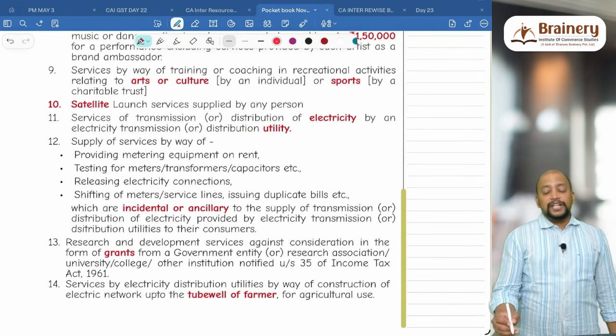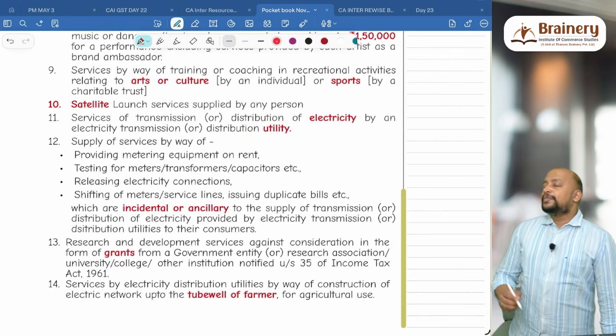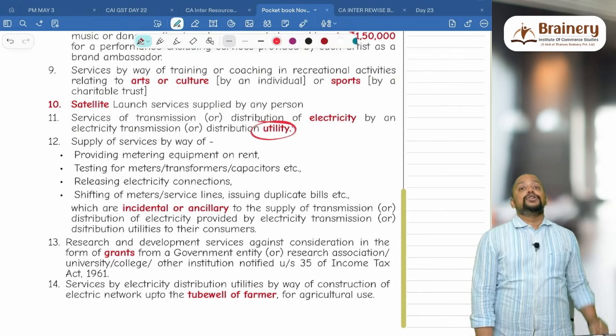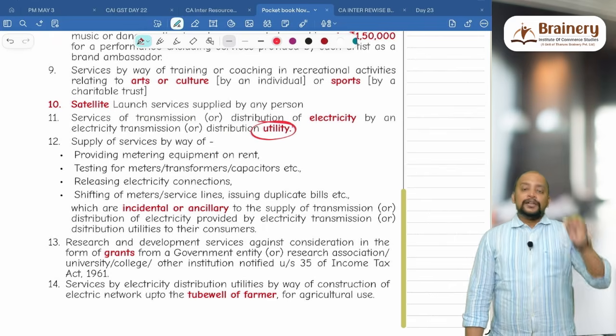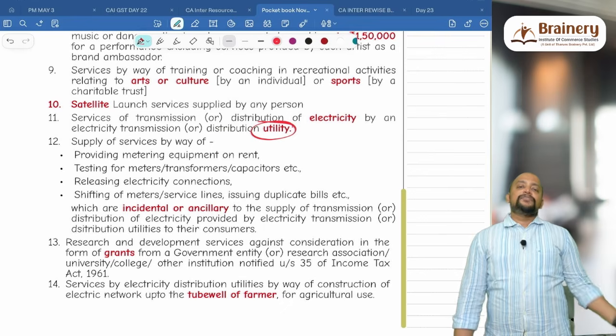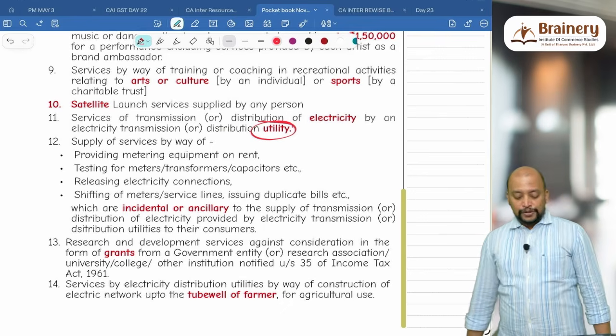And service of transmission and distribution of electricity, but very important point, that should be by an electricity transmission or distribution utility, then only it is exempted. Not only electricity, its incidental and ancillary activities like shifting of meter, release of connection, all those things are also exempted.